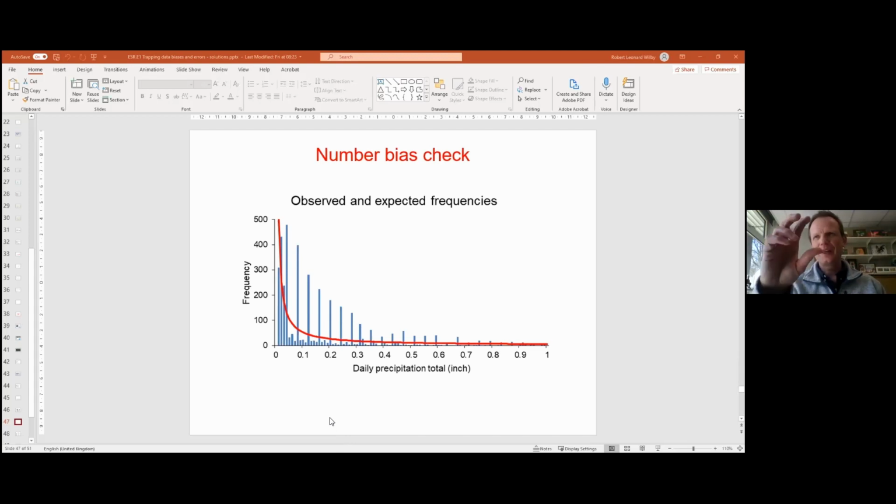So the rainfall measurers at this site over the 35-year period have definitely shown a bias towards numbers ending in 0 or 5.